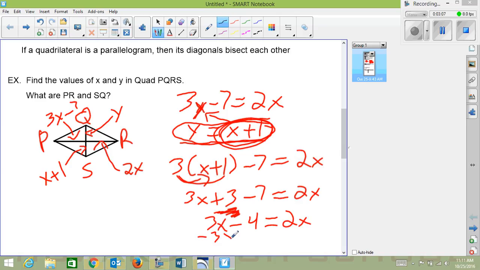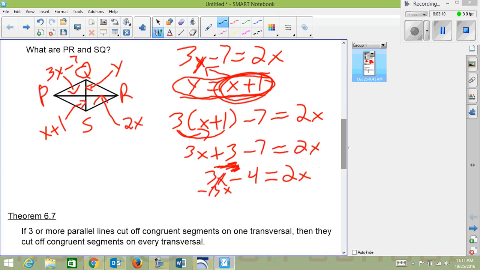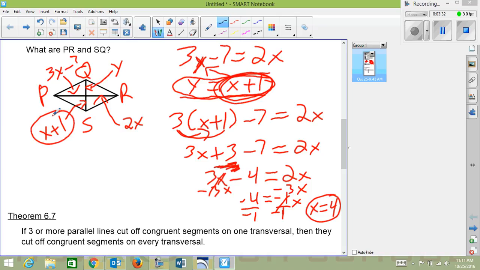Then I'm going to move this 3x over to the other side, so minus 3x. I have a negative 4 equals a negative 1x. I don't want a negative 1 there, so I divide by negative 1. My x equals 4. Now that I know my x, I can plug that in here: 4 plus 1 equals 5. Since this side has to equal this side, and that side just says y, we know that y equals 5. So x equals 4 and y equals 5.